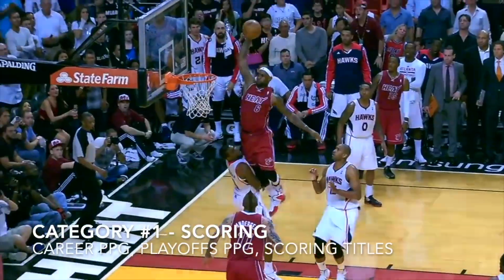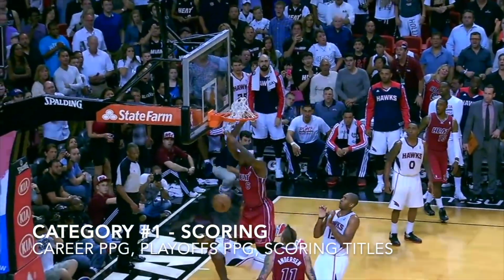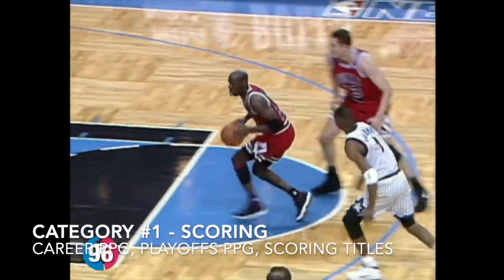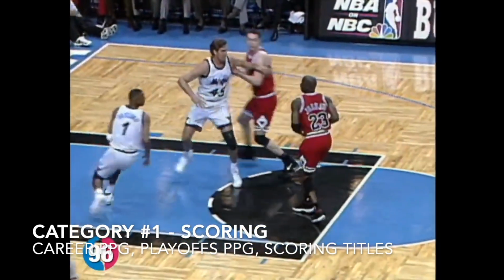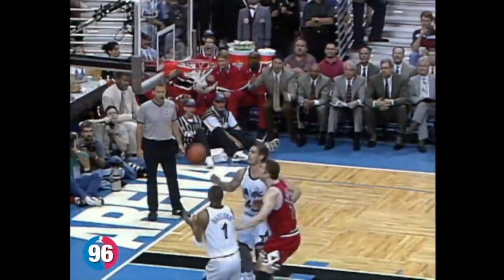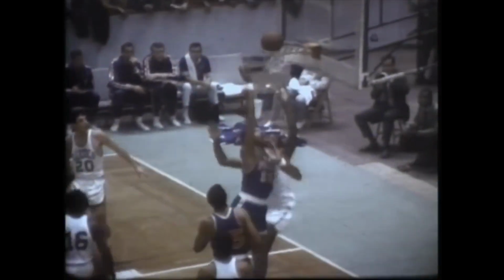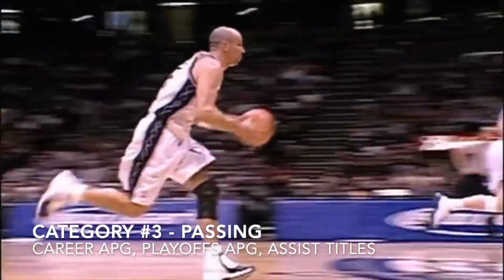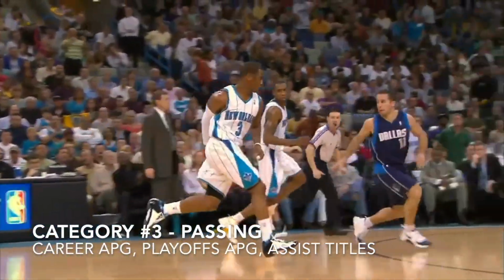I'll be using 8 different metrics to judge each player. Scoring. This category will be defined by each player's career points per game, peak points per game, both regular season and playoffs, and number of scoring titles. Rebounding. This category will be defined by each player's career rebounds per game, peak rebounds per game, both regular season and playoffs, and number of rebounding titles. Passing. This category will be defined by each player's career assists per game, peak assists per game, both in regular season and playoffs, and number of assist titles.